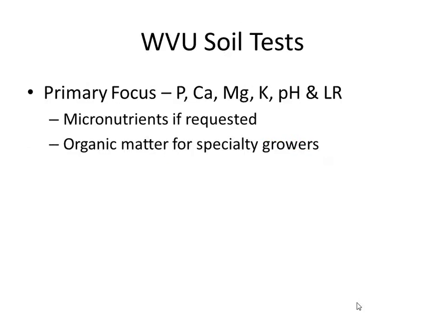Okay, so we focus at WVU on phosphorus, calcium, magnesium, potassium. You also get a pH and a lime requirement. You have to pay more, but you can get micronutrients. And for specialty growers, those of you who are organic vegetable producers, part of your requirement to get organic certification is to show that your organic matter levels are increasing. So if you want to, you can get organic matter too.